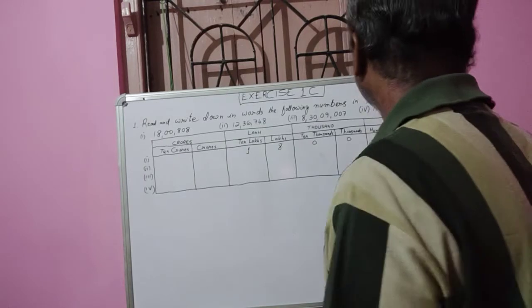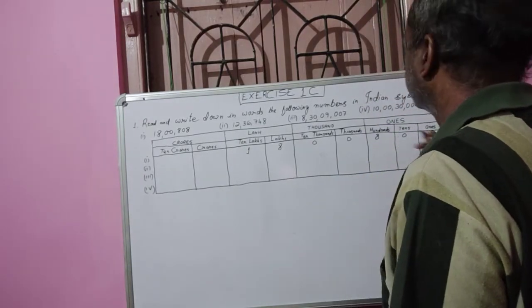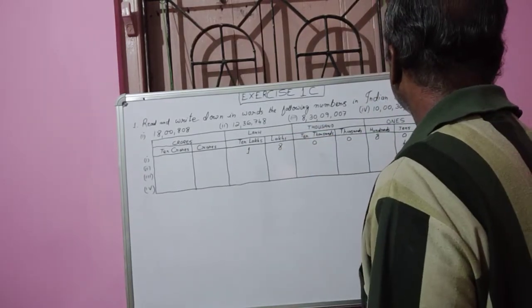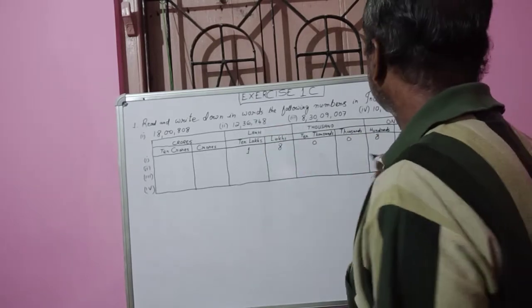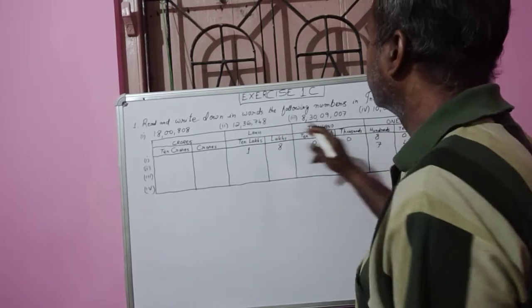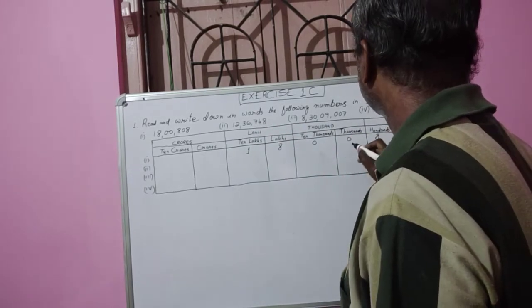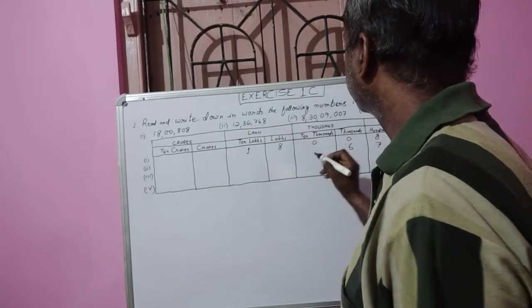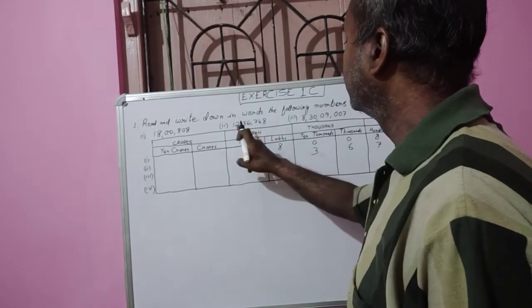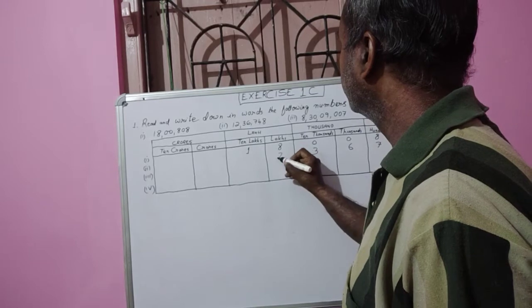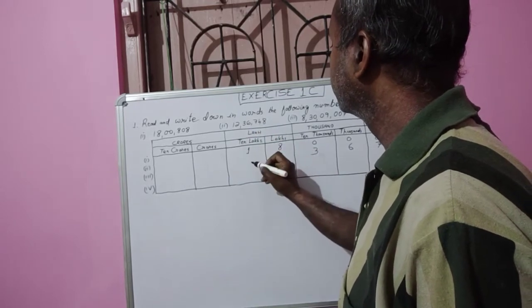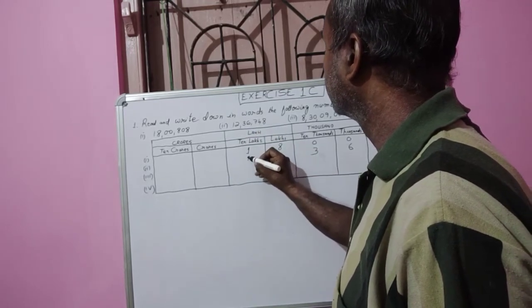In the ones group you have 8. Tens group you have 4. Hundreds group you have 7. Thousands group you have 6. 10,000 group you have 3. Lakhs group you have 2. 10 lakhs group you have 1.